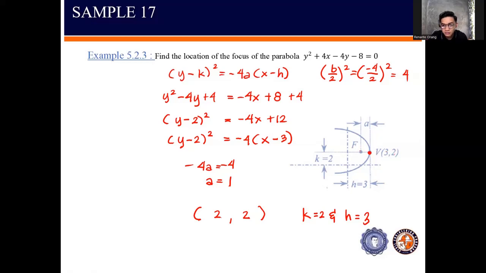So, how do we locate the focus? If we are at y squared, the focus is h minus a, then our k. As you can see, this is our h, which is 3. We subtract a, which is 2. Then our k is still 2, just copy the 2. So therefore, this is our focus: (2, 2). Okay, so I hope that's clear.